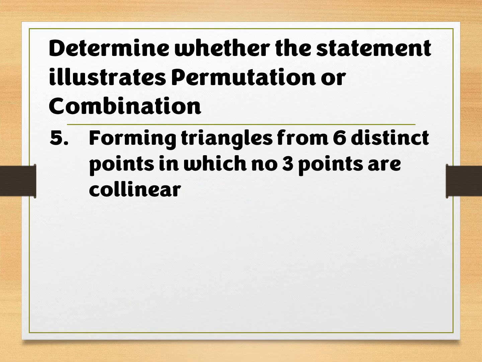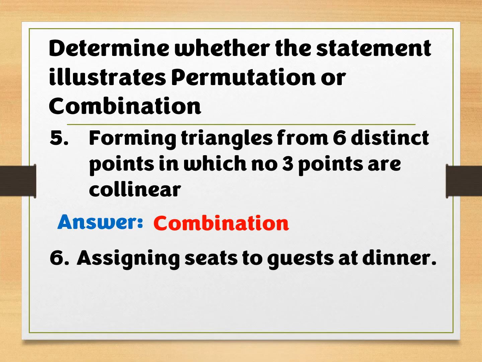Next, item number 5, forming triangles from 6 distinct points in which no 3 points are collinear. Is it permutation or combination? So the answer is combination. For item number 6, assigning seats to guests at dinner. Is it permutation or combination? The answer is permutation.